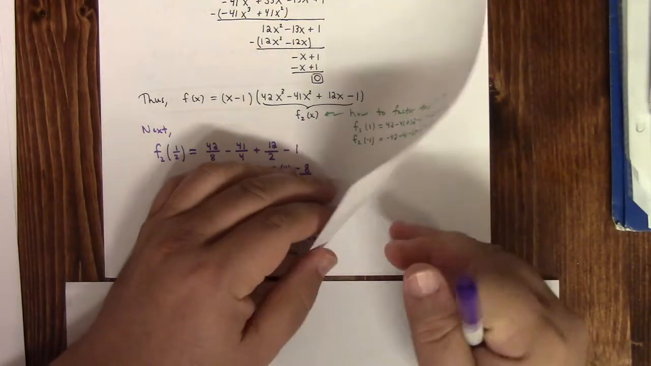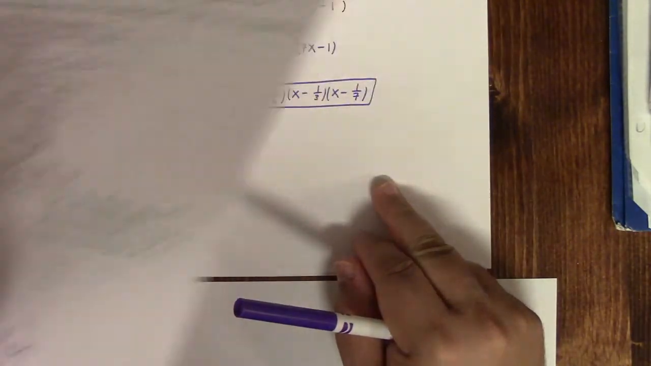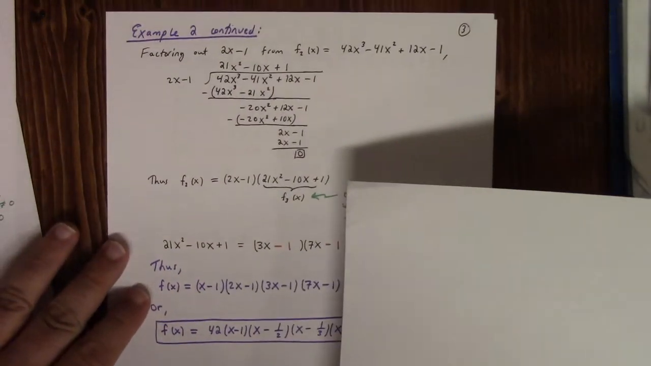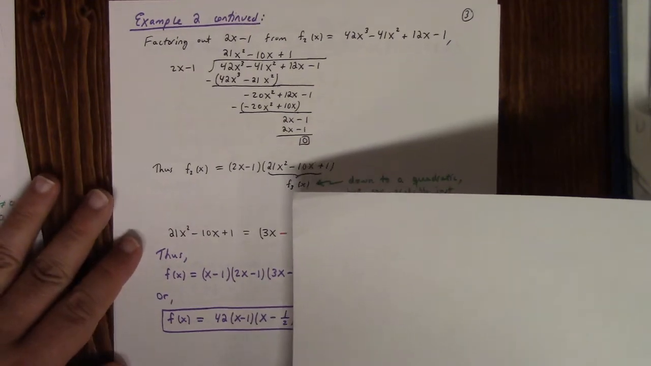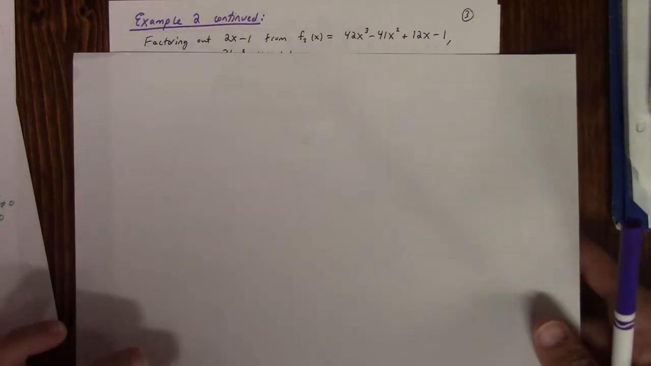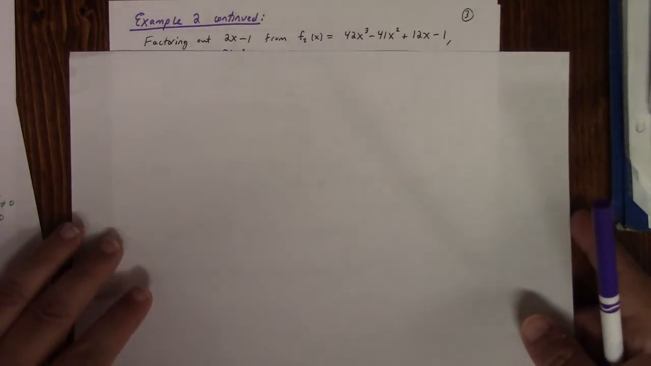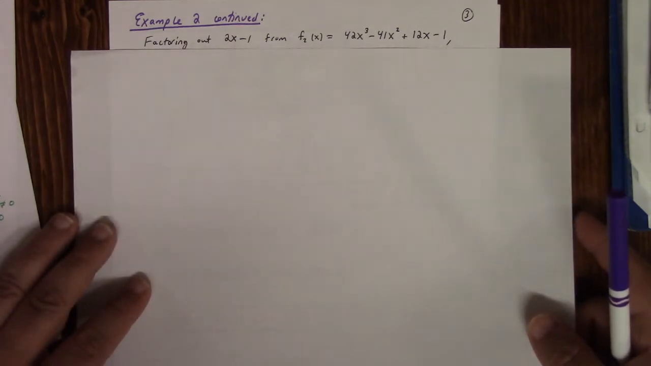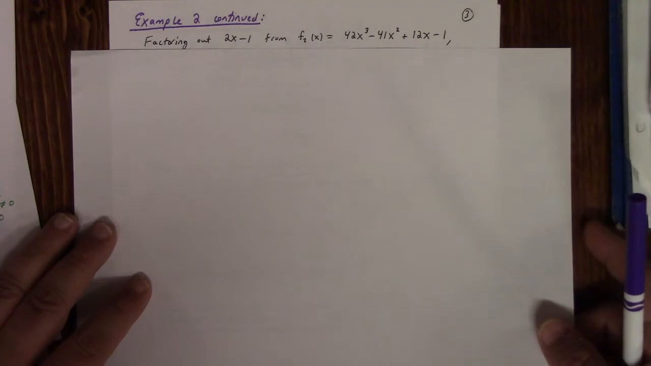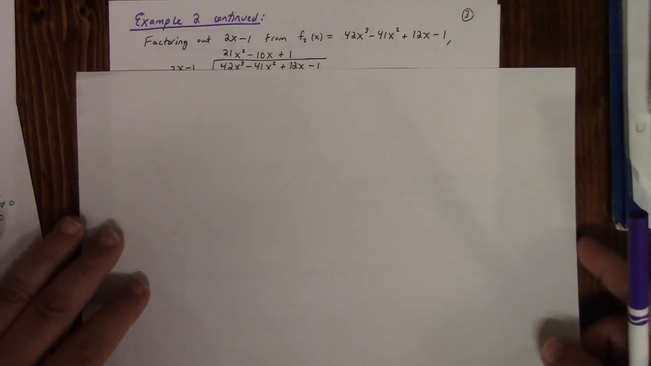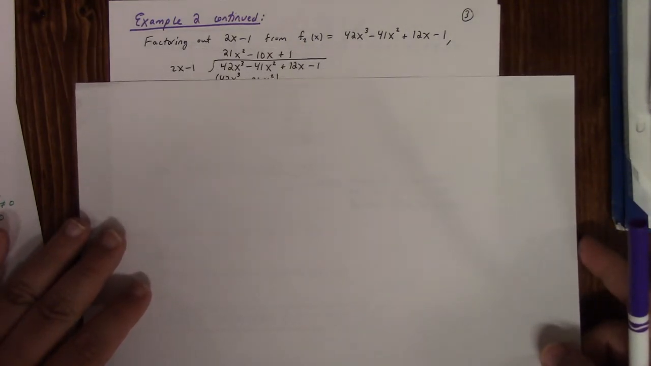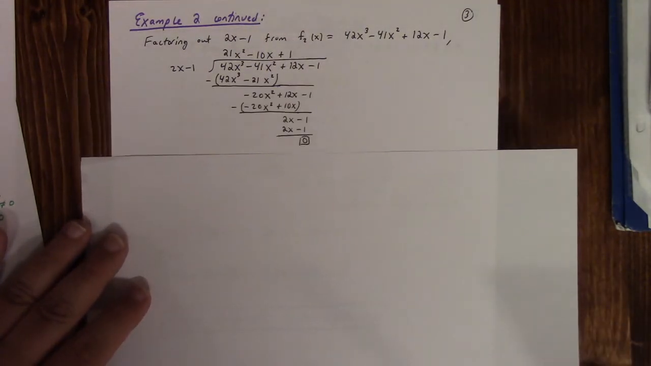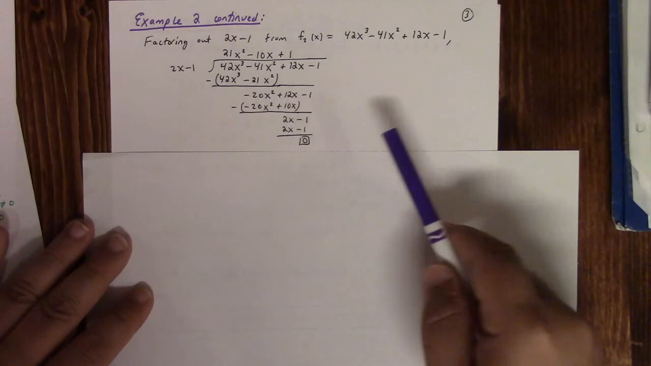Well, this is just a nasty example, right? But anyway, so continuing, this is a pretty tough example, all right? So factoring 2x minus 1 out from f2 of x, which is 42x cubed minus 41x squared plus 12x minus 1, we can use long division again to divide. So I do. We get a remainder of 0, that's a good sign.